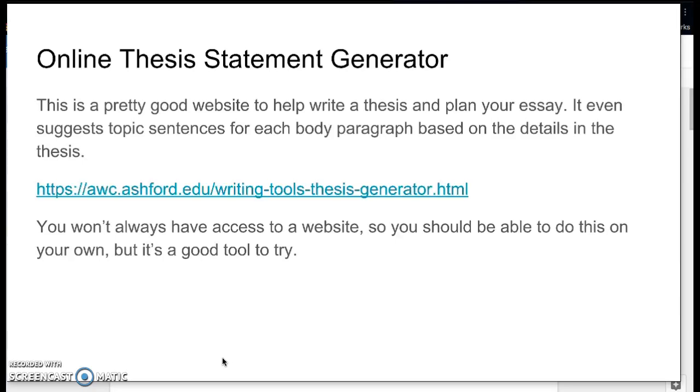There is an online thesis statement generator. I've tried a few tonight to try them out, and this one seemed to be the best one. It's very interesting, so it just has you fill in the details and it will help you craft your thesis statement. And it even gave tips on how to structure the rest of your essay. It even wrote sample topic sentences for your body paragraphs, which was pretty amazing, but you won't have access to a website all the time, so you should know how to do it, but I thought it was an interesting tool.